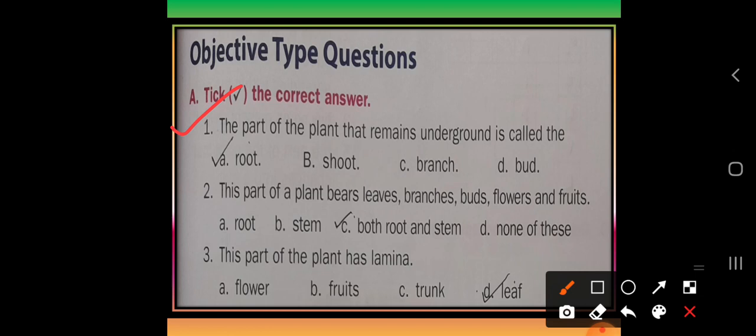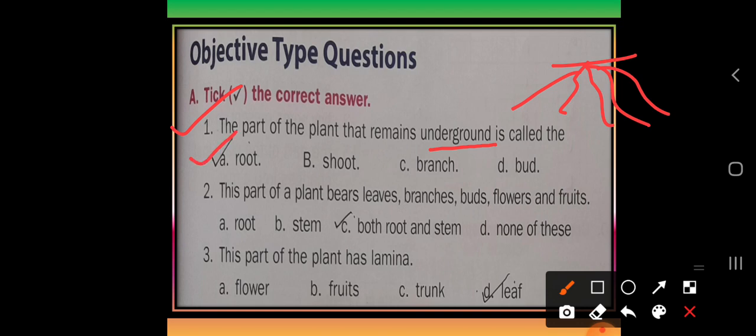The first question: the part of the plant that remains underground. Just remember what the root part and the shoot part are. Here the roots remain underground. So which part is it? It is the root part.